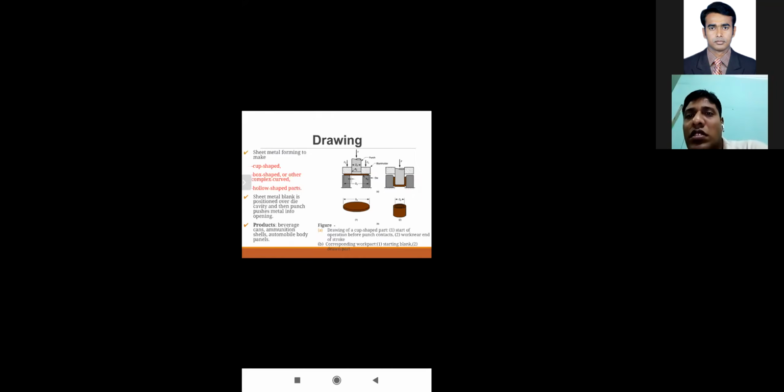The last topic of this presentation is drawing. Drawing is used in sheet metal forming to make cup shape, box shape, hollow shape. In this process, a sheet metal blank is positioned over a die cavity and then a punch pushes the metal into the opening. There are several stages for drawing: punch just before contact with work, bending, straightening, friction, and compression. The last one is the final cup shape, showing the effect of thinning in cup walls.